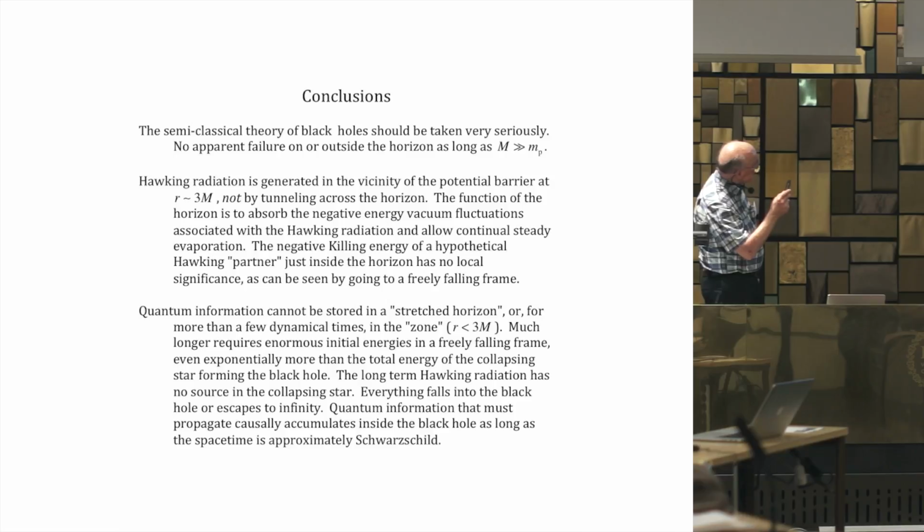Now, of course, it takes more of a dynamical time over M to fall into the black hole, so it lasts for that time. But much longer would require some sort of propagating excitation very close to the horizon, which means enormous energies in a freely falling frame, and after a time short compared to the evaporation time, infinitely even more energy than is in the collapsing star forming the black hole. So long-term Hawking radiation definitely has no source in the collapsing star.